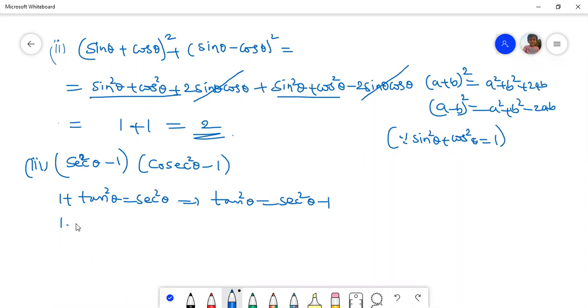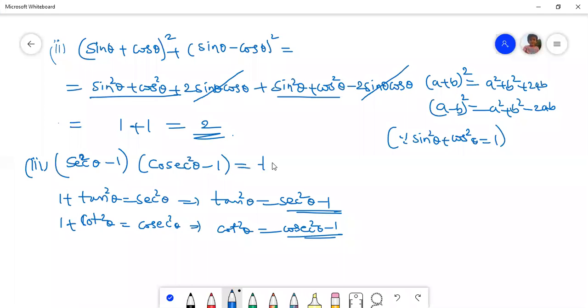And here 1 plus cot square theta equals cosec square theta. From this, cot square theta equals cosec square theta minus 1. These two we can apply in the above. In the place of secant square theta minus 1 we write tan square theta, into, in the place of cosec square theta minus 1 we write cot square theta.